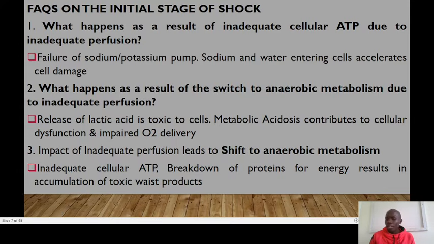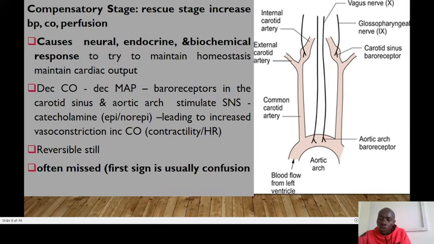What's the impact of inadequate perfusion that leads to the shift to anaerobic? We normally have inadequate cellular ATP, and breakdown of proteins for energy will result because we don't have the normal ATP that the cells are used to, which is more friendly to the cell. So the cell will have to turn to alternative sources of energy, and that is breakdown of proteins for energy, which results in accumulation of toxic waste products. So that is all about the initial stage.